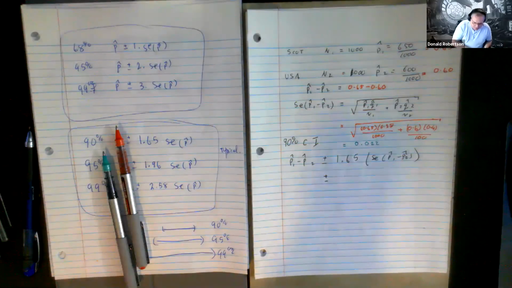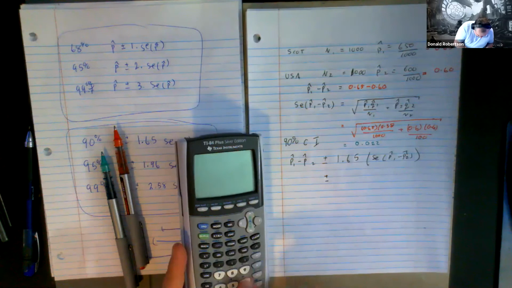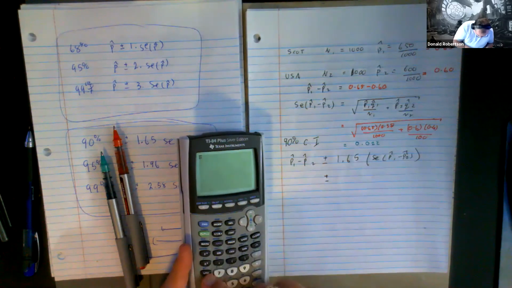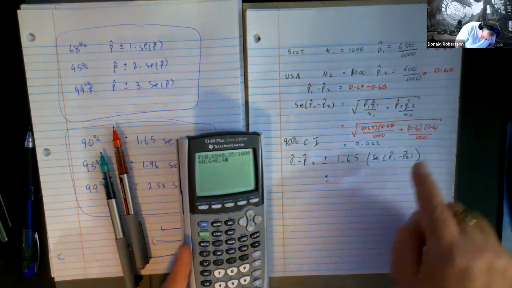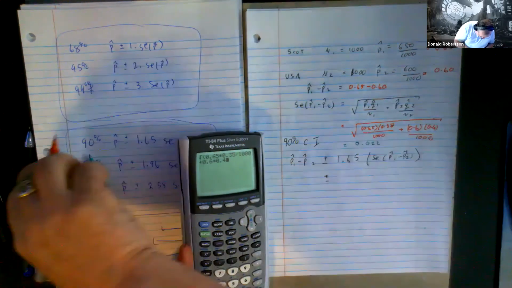I don't know if everybody else got this as wrong, but I got 0.00022. Oh, interesting. Right, let's find out. The fact that two twos are the same sounds to me like it might simply just be a calculator issue. Right, so here goes. Square root of 0.65 times 0.35 divided by 1,000 plus 0.6 times 0.4. Divided by 1,000.